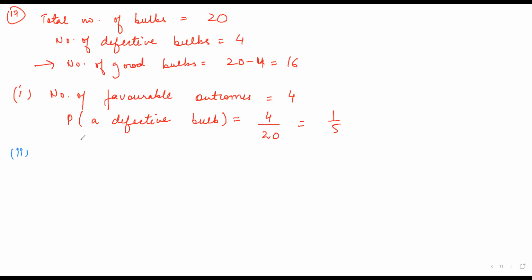Okay, second case. Suppose the bulb drawn in... Ma'am, in this chapter, are all the calculations like this simple? Yeah, almost. Because it's probability, just division is involved. I think what else will be there? You have a formula, one number is divided by the other. That's it. Okay, ma'am.